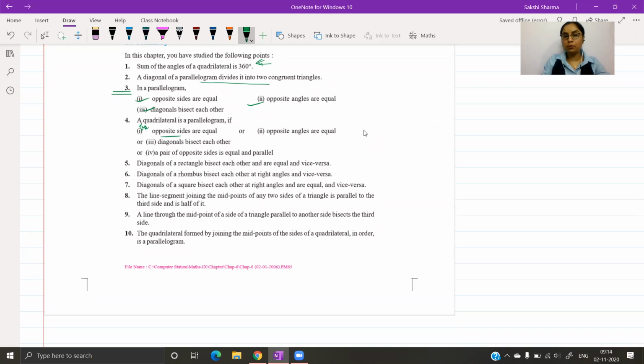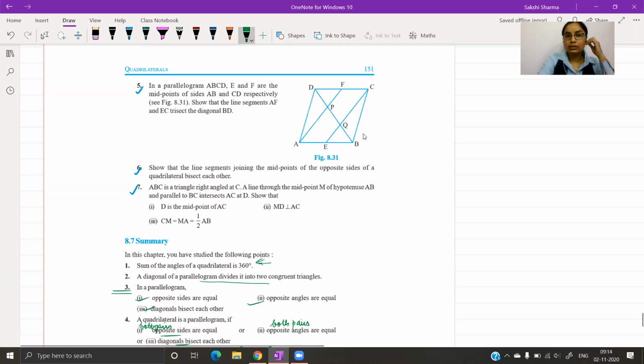Opposite sides are equal means both pairs of opposite sides are equal. Opposite angles are equal. That means both pairs of opposite angles are equal. Then diagonals bisect each other. A pair of opposite sides is equal and parallel. So just pick one pair of opposite sides, prove that particular pair is equal in length as well as parallel. Then you can say that the quadrilateral is a parallelogram. This is what they have. Now, further, we have some properties of types of parallelograms. I think these are in the exercise as well in the form of questions. So we will be just starting with the exercise.